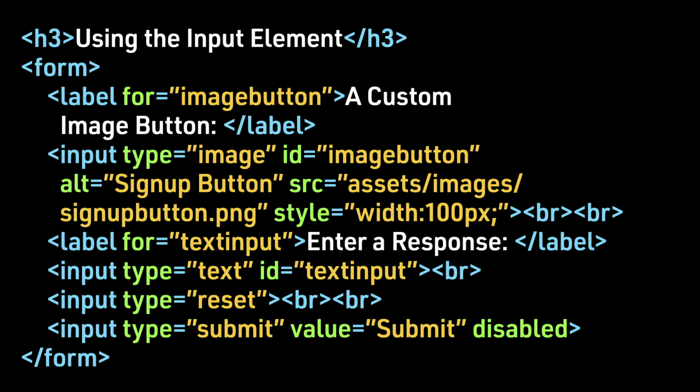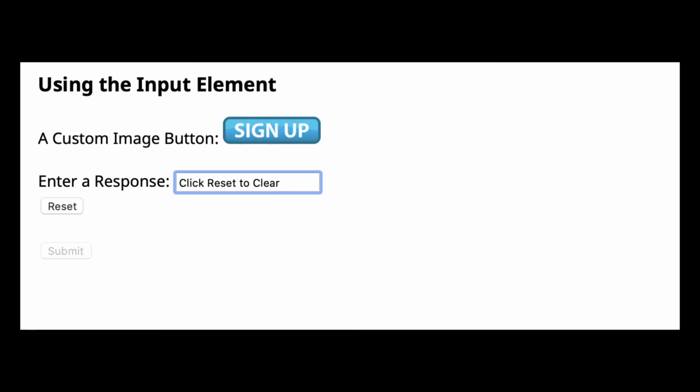ID attribute equals text input in quotation marks. Line break. Input type attribute equals reset in quotation marks. Line break. Input opening tag, type equals submit. Value attribute equals submit. Disabled. Form closing tag. This example shows an image button, a reset button, and a submit button.